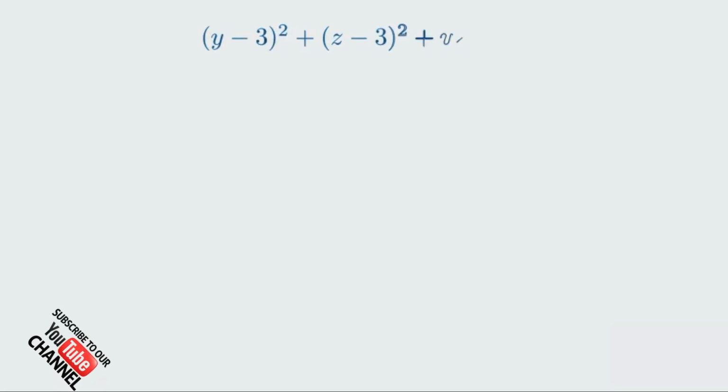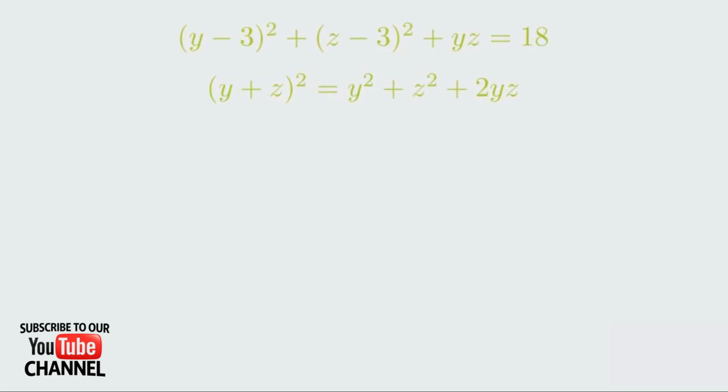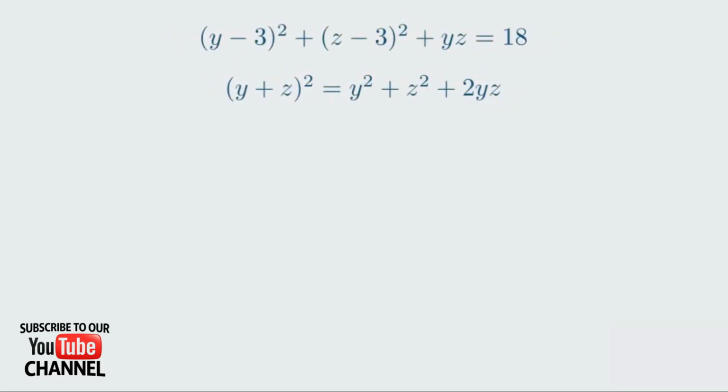Let's continue to simplify our expression to uncover the solutions. Our simplified equation is the sum of two perfect squares plus yz equals 18. This form isn't quite a perfect square trinomial, but it's very close to another useful identity. Consider the square of a sum, y plus z squared. We know that y plus z squared is y squared plus z squared plus 2yz. Look at our equation. We have y squared, z squared, and yz. We're just missing another yz term to form a perfect square.